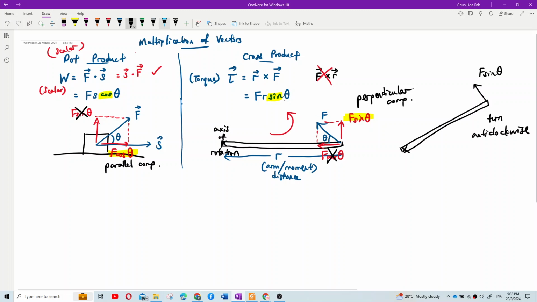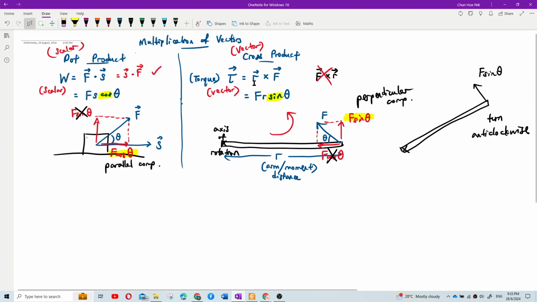And one more thing, class. This cross product is also called vector product. It's a vector product because the torque here is a vector quantity. That's why up here you see an arrow. But the work done has no arrow, because work done is a scalar quantity, like energy. Torque is different. Torque is a vector.